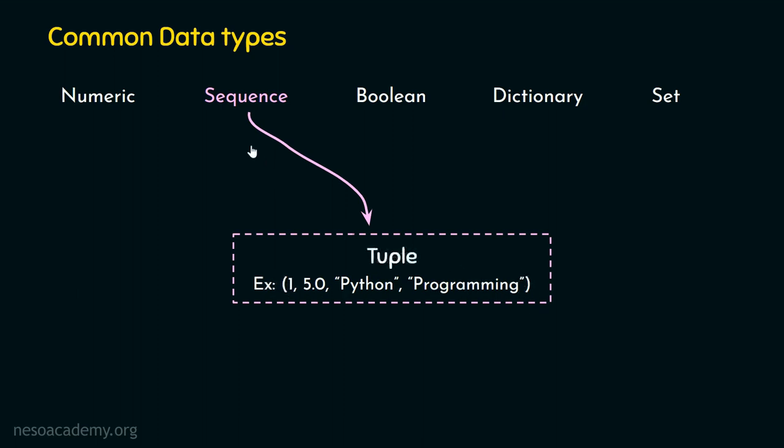Next up, under the sequence data type, we have tuple. A tuple is similar to a list, where the only difference between them is that the elements of a tuple cannot be changed once it's been created, whereas the elements of a list can be changed after its creation. A tuple in Python can be created by placing the elements inside parentheses.